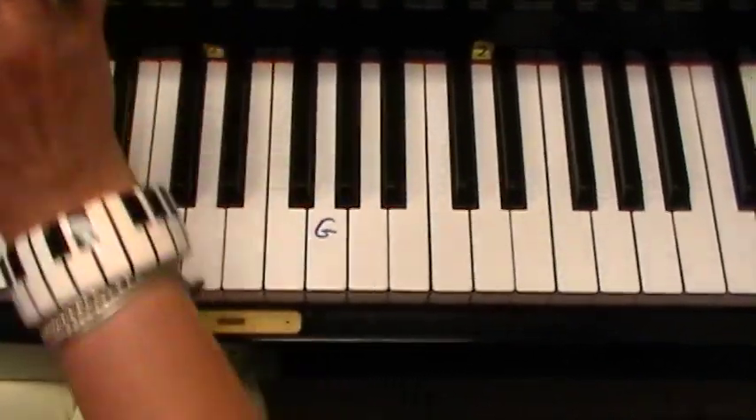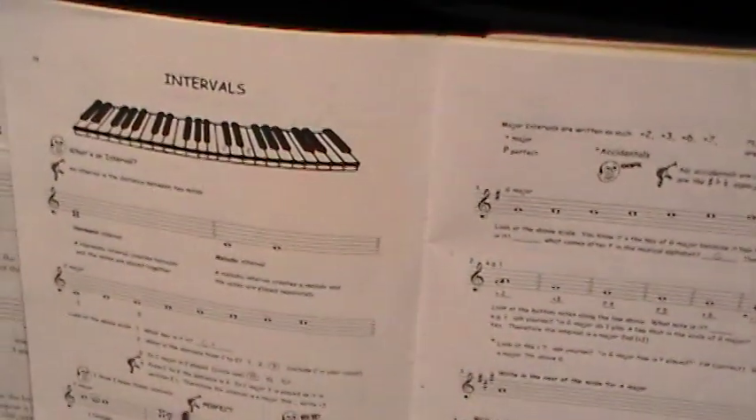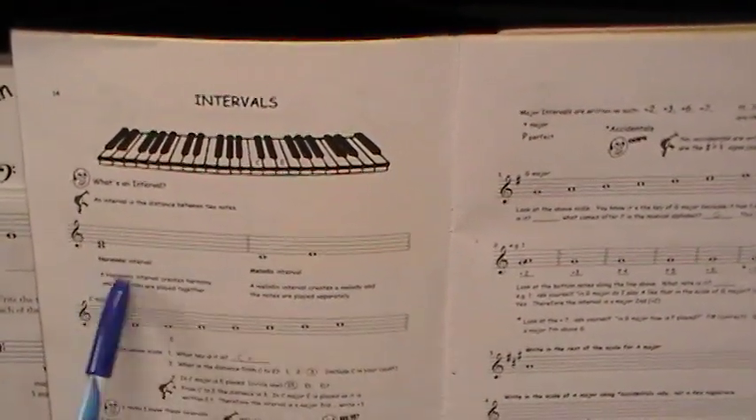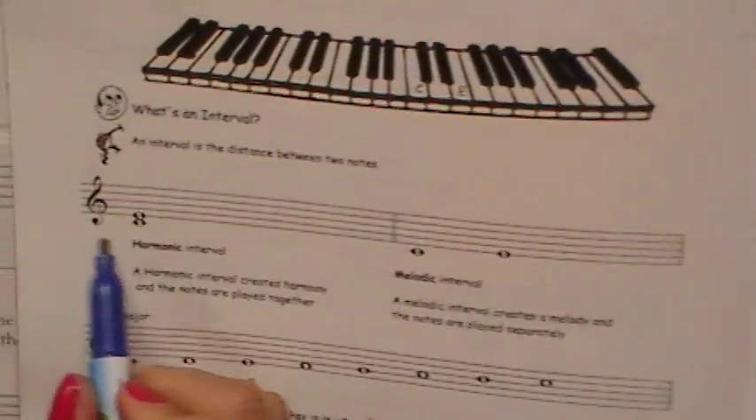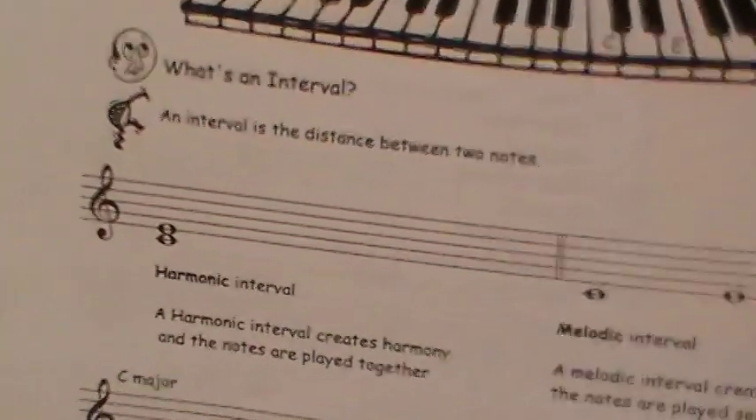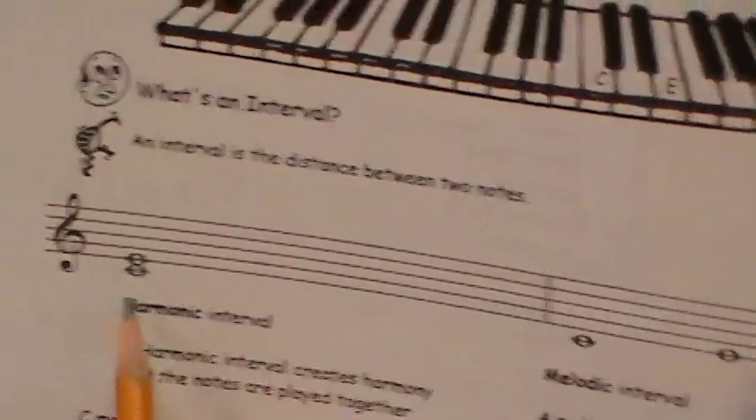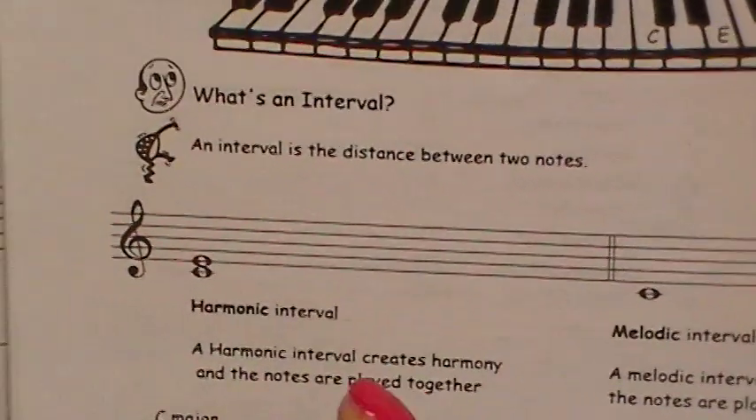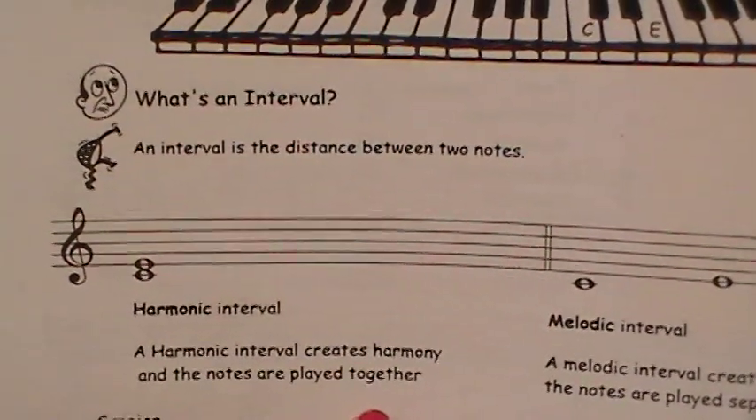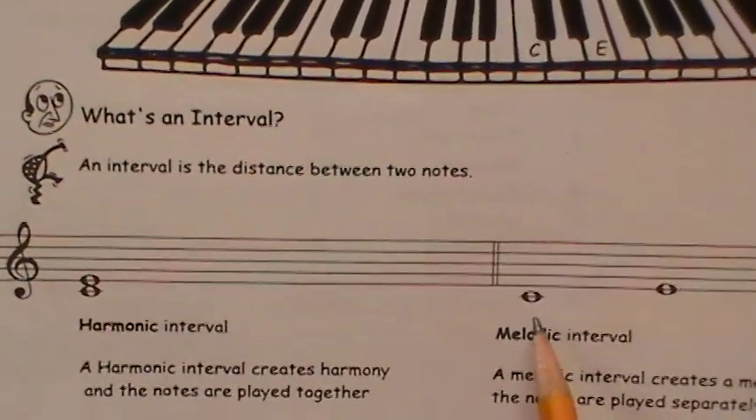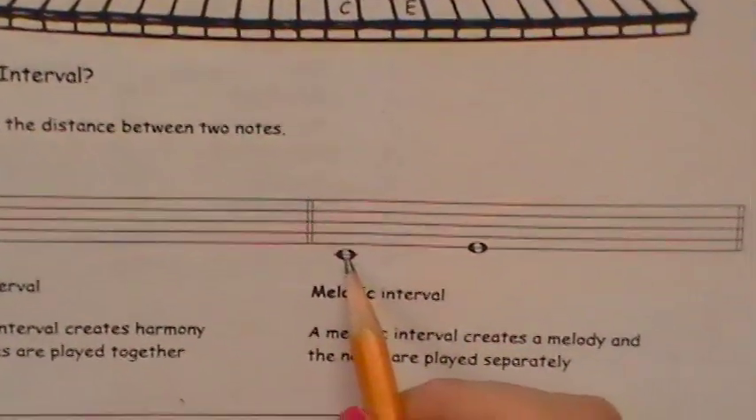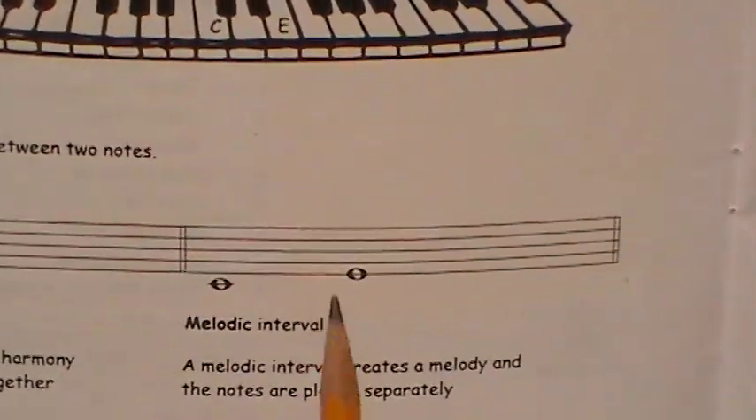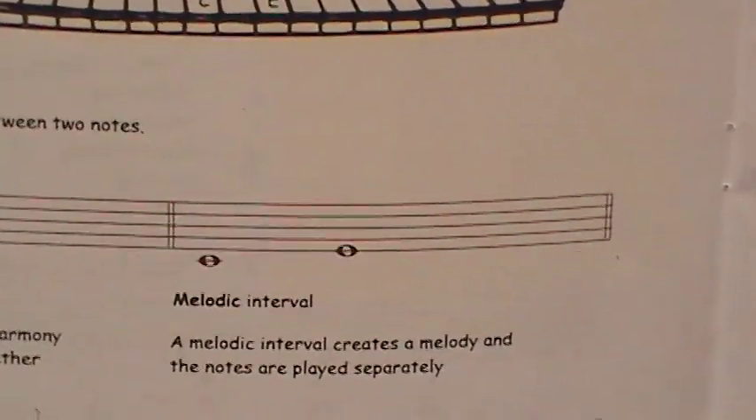Now let's look here on the paper at some things that we have to remember. An interval of a third, as we see here, is from C to E. When they're evenly stacked like that, they are harmonic, meaning they're played at the same time. Or we could have melodic intervals, from C to E, but separate, so it's creating a melody. So we would play them separately.